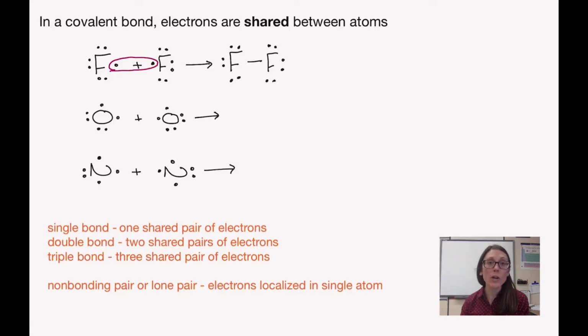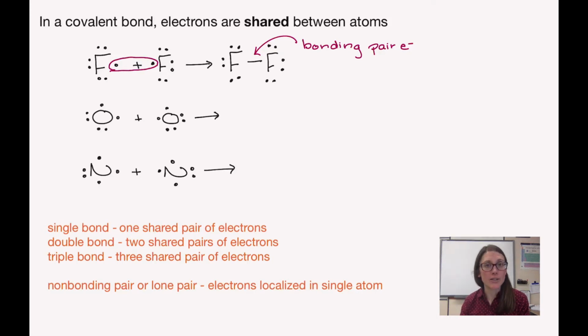When we write these Lewis structures, non-bonding or unshared pairs of electrons are represented as dots, and our bonding pair is typically represented as a line. So you need to remember that a bond represents 2 electrons.